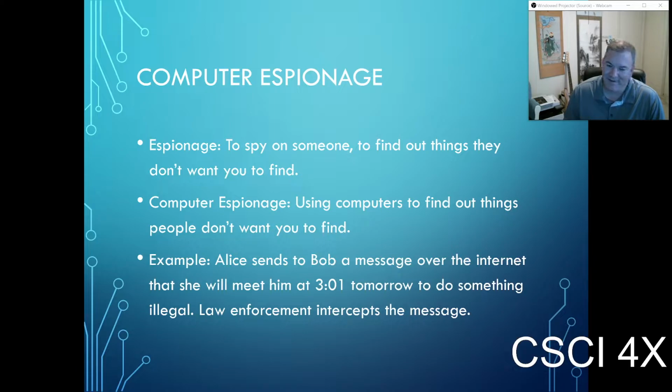So to do espionage is to spy on somebody. Usually it means you want to find out secrets they want to keep secret. Like the U.S. government presumably doesn't want you to know where their nuclear bombs are, because then you could go in and sabotage them or drop a rocket on them or something like that. So that's what spies do. Spies try to find out things that people want to keep hidden. And computer espionage is when you use computers for that.